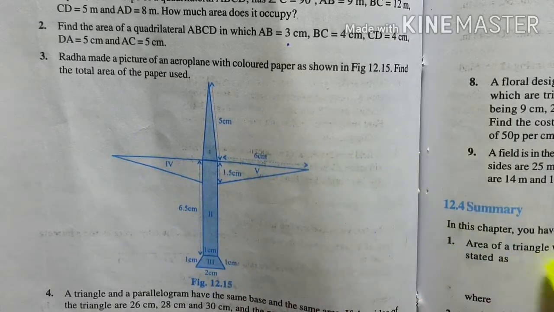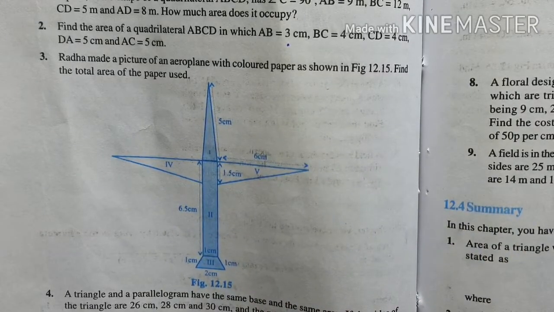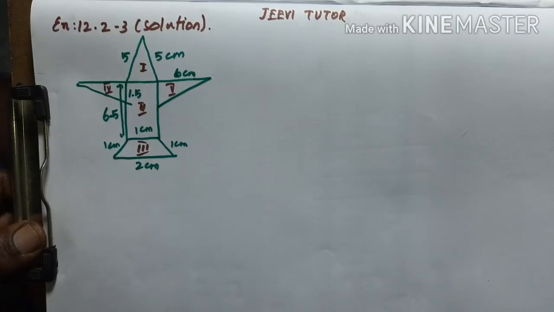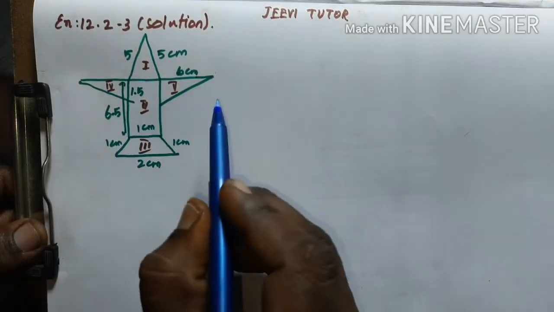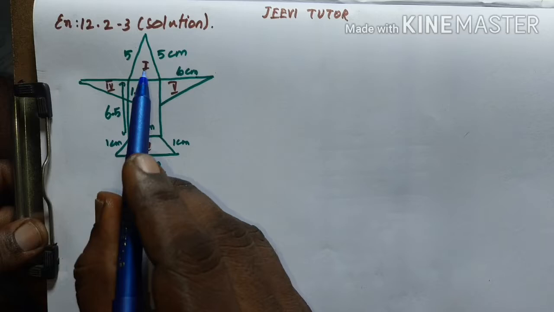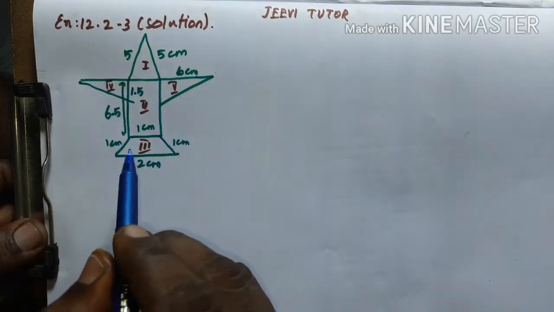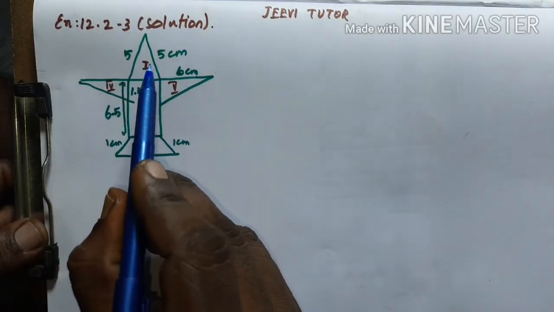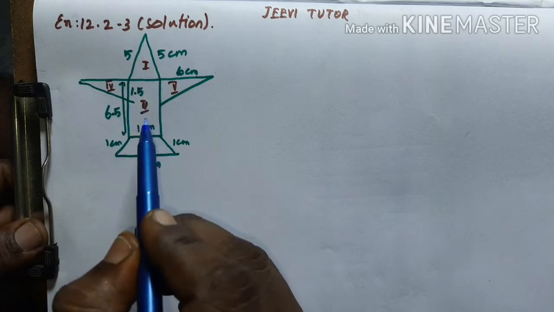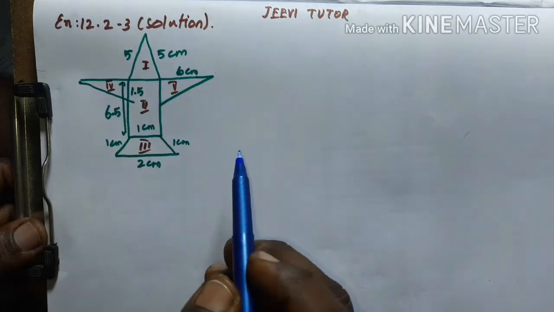That is the question here, and let me explain the concept first. According to the given question, I have drawn the diagram here. I will explain how to find the area of these overall shapes. First, we need to find the area separately: the first part, second part, third part, fourth part, fifth part respectively.